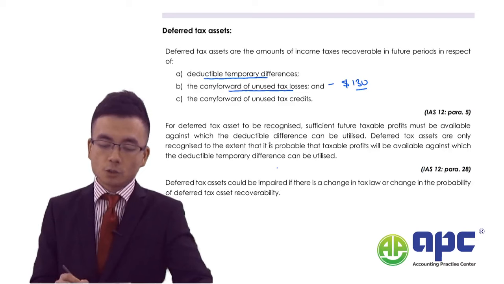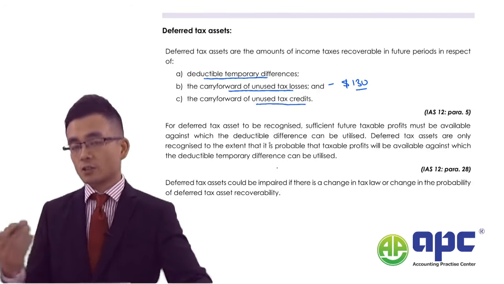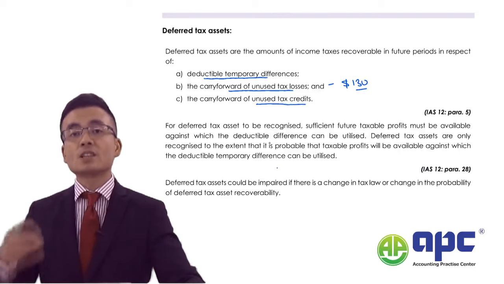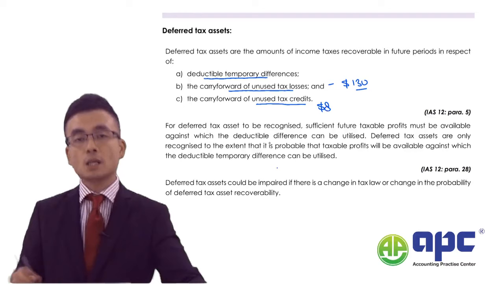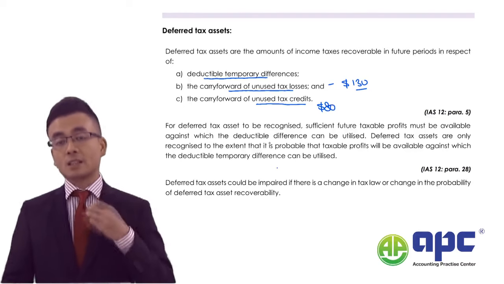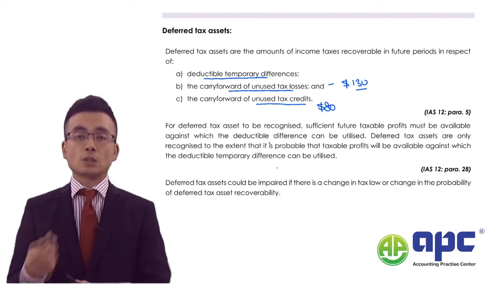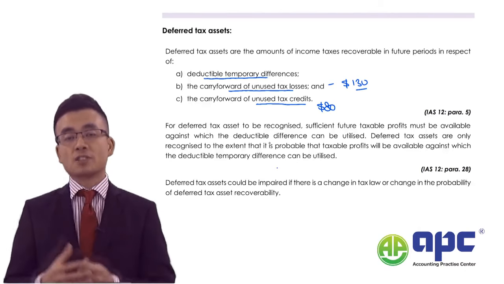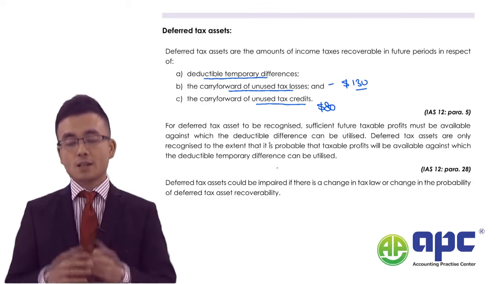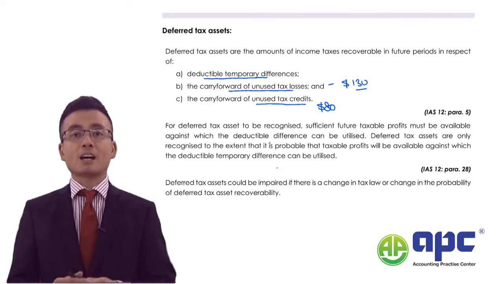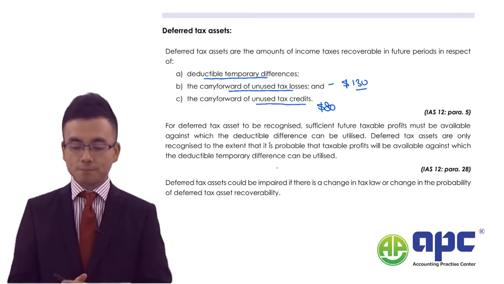Alternatively, it can also mean the carry forward of the unused tax credit. The tax credit means the government says you can save tax by $80, because the government gives you a tax credit worth $80, and you can use that $80 to offset against your future taxes. And that $80 can be directly accounted for as the deferred tax asset.